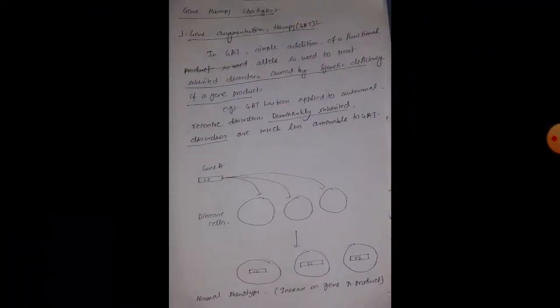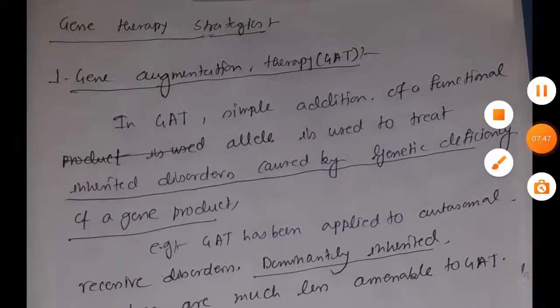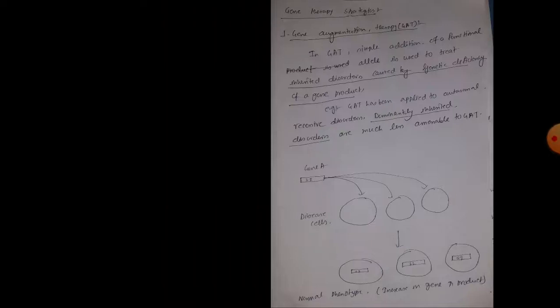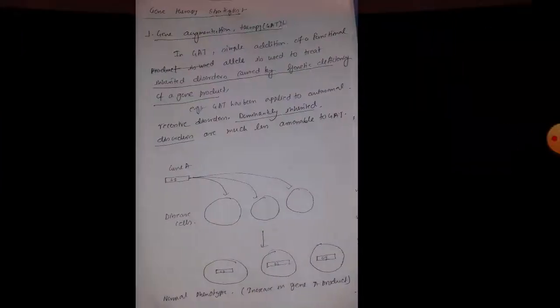And in the first type of strategy, gene augmentation therapy, we add a functional allele. This functional allele will treat any kind of inherited disorder that is due to genetic deficiency of a gene product. So GAT is mainly applicable for autosomal recessive disorders. Mind this very carefully: we cannot use GAT for any dominantly inherited disorders. That is all about gene augmentation therapy and targeted killing of specific cells, the two kinds of strategies that gene therapy uses.